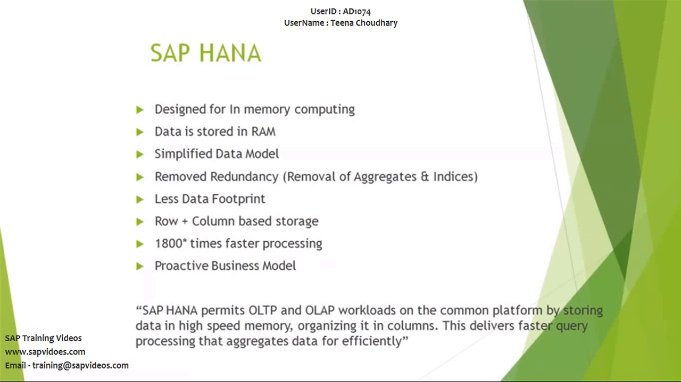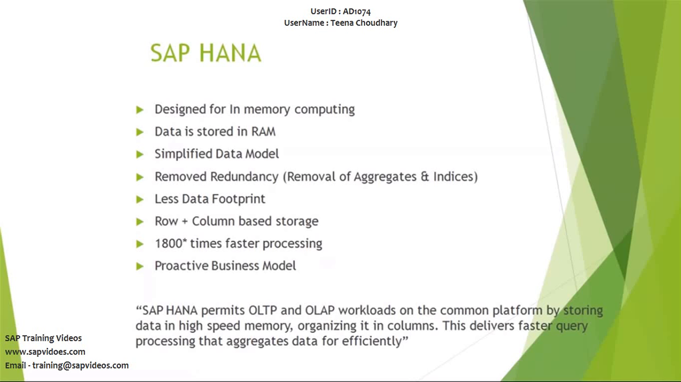Obviously, if you are removing all these tables, the data footprint will come down. Instead of storing the data in 20 different tables, you are storing the data in only 1 or 2 tables. So you are reducing the data footprint to 1/10 or 1/20th depending upon the scenario. But definitely you are reducing the footprint.